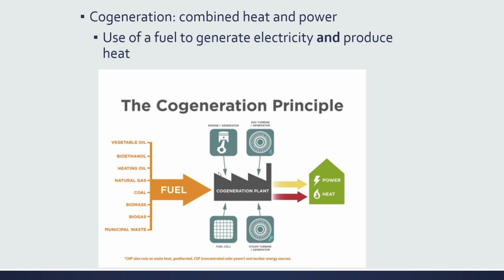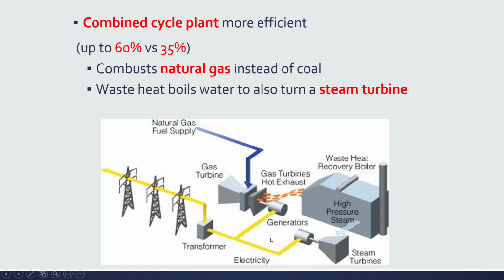Cogeneration is, again, where you don't let that heat go to waste. A classic way of using that heat is, again, to just heat your building. Another way is, I'm going back here, you can see that the heat is still perfectly hot enough to boil a secondary source of water to turn the turbines, to turn the generator, to create the electricity.